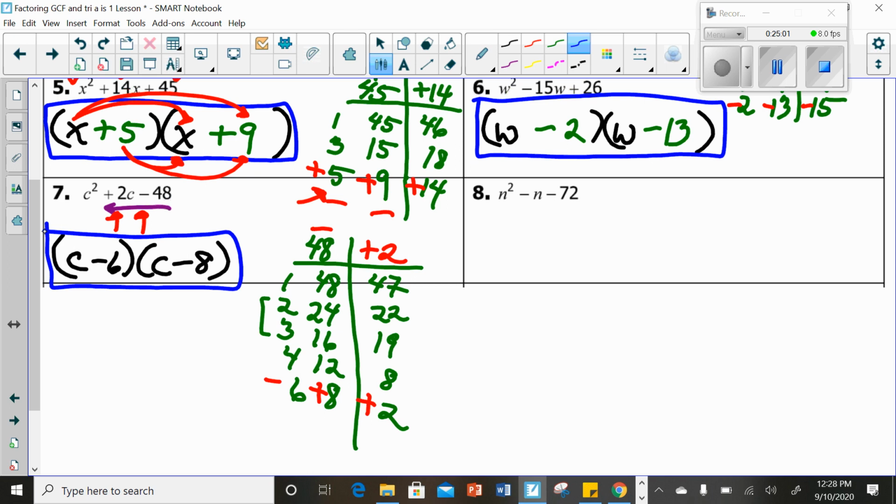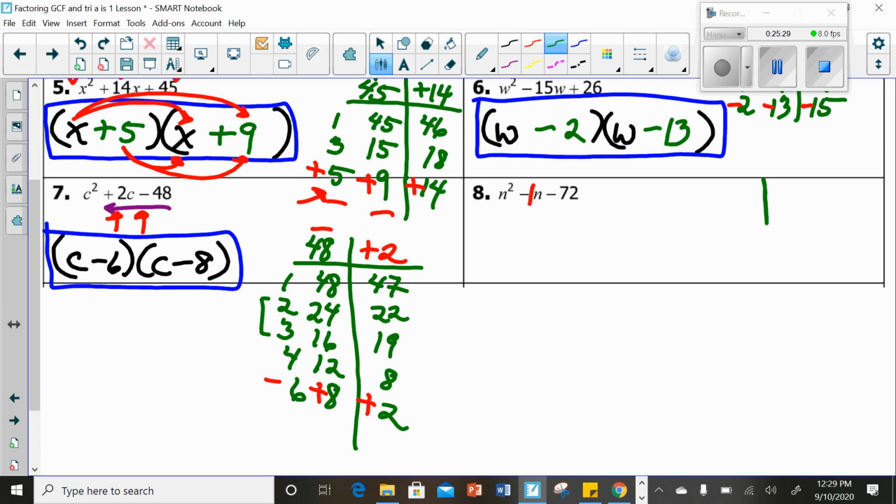So now I definitely want you to pause the video at this point, and I want you to try number 8 on your own. So you're going to determine whether you're adding or subtracting the factors of 72, and what is the coefficient of that middle term, because I don't see it. So that coefficient I'm subtracting in n. How many n's am I subtracting? Just 1. So pause the video and factor.